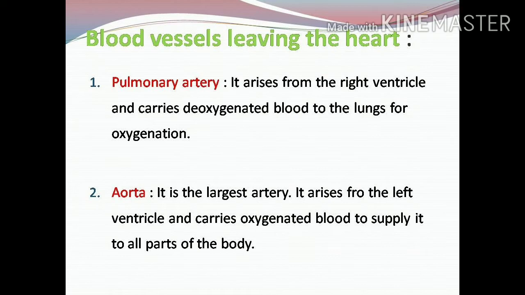Next, aorta. The aorta arises from the left ventricle and carries oxygenated blood to supply it to all parts of the body. The aorta is the largest artery in the human body, so it carries the oxygenated blood from the left ventricle and pumps that oxygenated blood to the whole body. Here the aorta has different branches. Through those branches the oxygenated blood is circulated in the whole body.